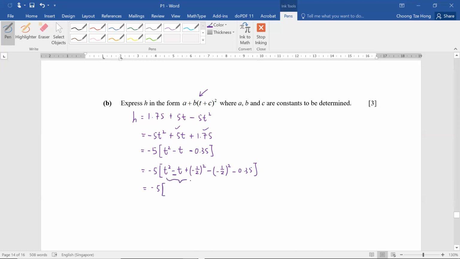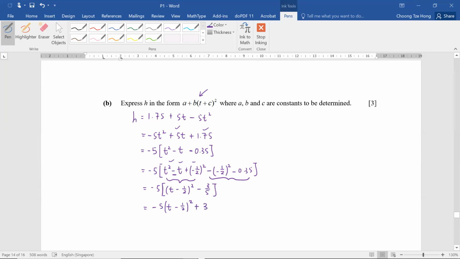Okay, so these three terms, we will complete the square, so it becomes (t − 1/2) squared. If you expand this (t − 1/2) squared, you should get back this term and this term. Then you just combine this whole term using your calculator. You should get −3/5. Then we will just multiply the −5 back, so you will get +3.